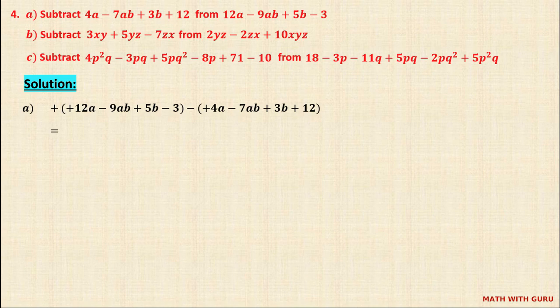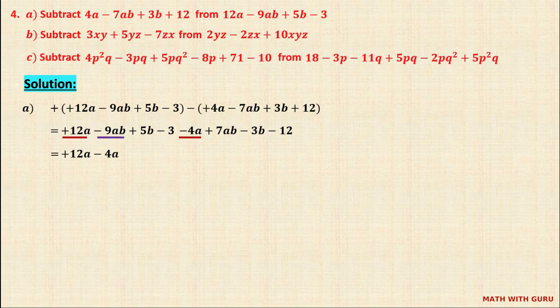The first pair of brackets is preceded by positive sign. While opening the brackets, the terms do not change their signs. Whereas here, each term changes its sign. Collect the like terms. For minus 9ab, we have plus 7ab. Plus 5b has minus 3b as like term. Then minus 3 minus 12.